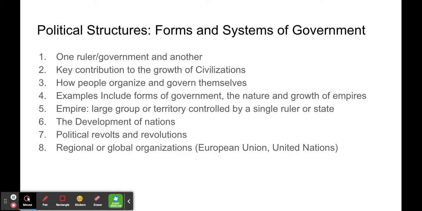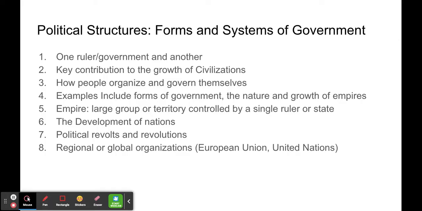So now we're going to look at forms of governmental systems. Again, it happens chronologically from one ruler or government onto another. This really greatly contributes to the growth of civilizations, how people organize and govern themselves. Examples include forms of government, because obviously you have to have that governmental system, and the nature and growth of empires.